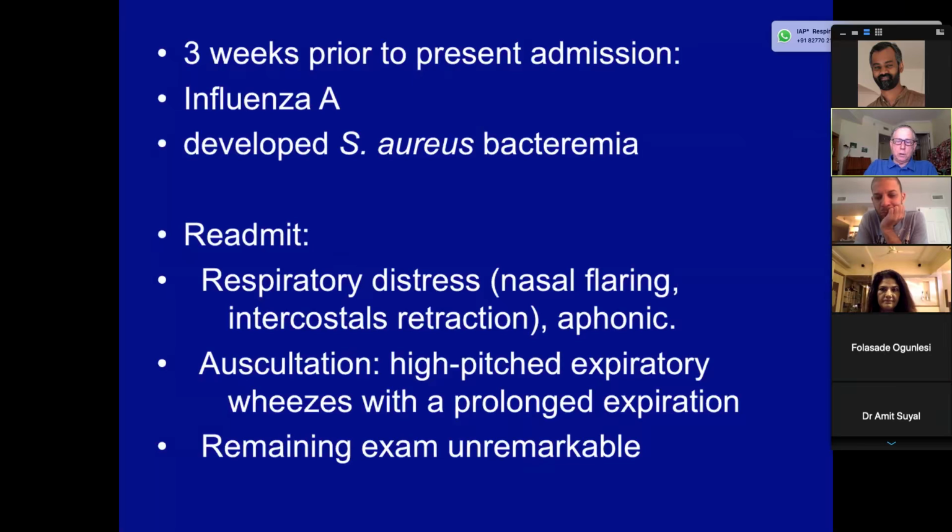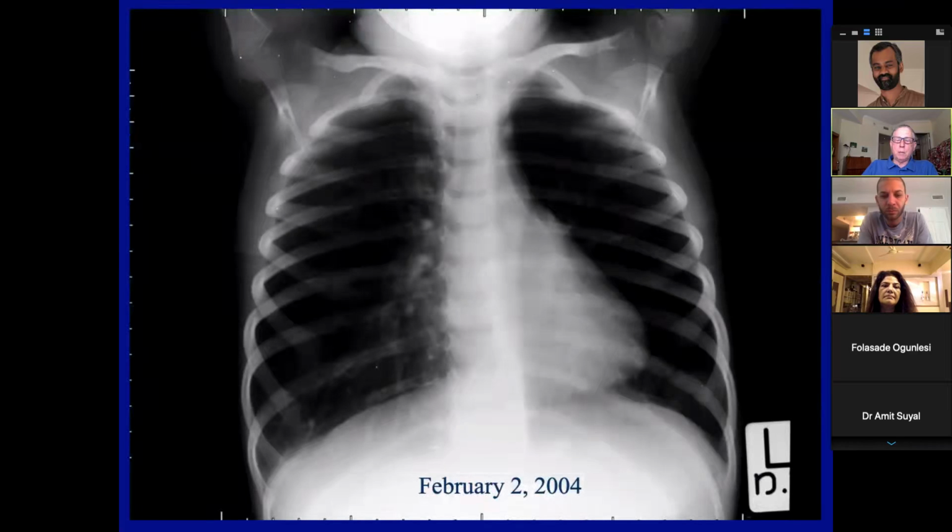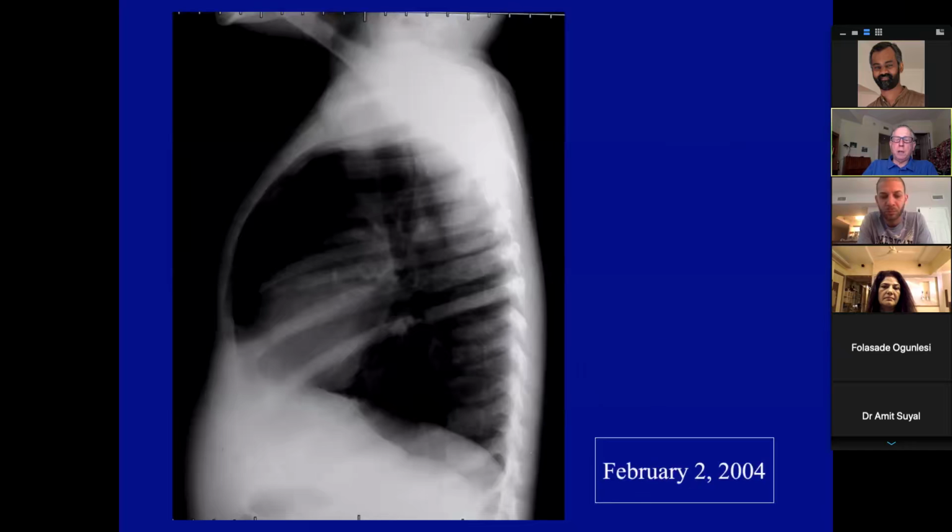On auscultation, she had high-pitched expiratory wheezes with a prolonged expiration, and the remaining exam was unremarkable. So this was February 2, when she had her original pneumonia, maybe hyperinflation. She had a bacteremia that was treated at the time, and she had an influenza infection at the time. Clearly very hyperinflated. Unfortunately, the quality of the film is less than perfect.